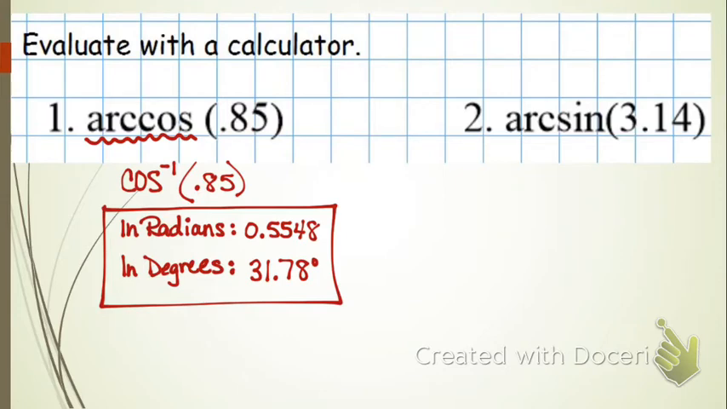All right, so arc sine. What are we putting in the calculator? Inverse sine of 3.14. Why?